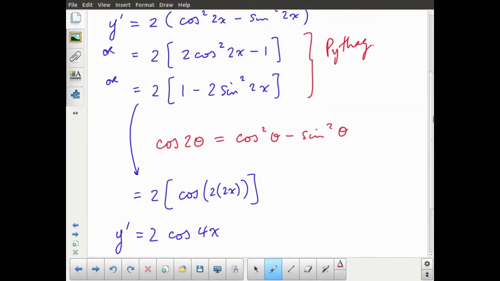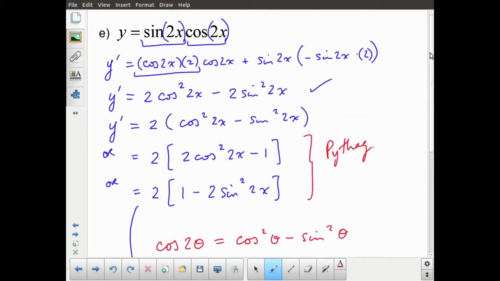Now, having done that, I also would like to point out to you, if we started all the way up here at the top, we could have recognized an identity here as well, which is that sine 2 theta is equal to 2 sine theta cos theta. And I don't have 2 sine theta cos theta, I just have this part. So that would mean that I could replace this. I could have written this as y equals 1/2 sine of 4x.